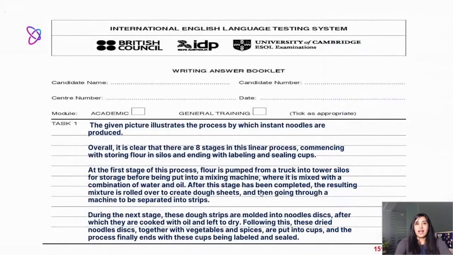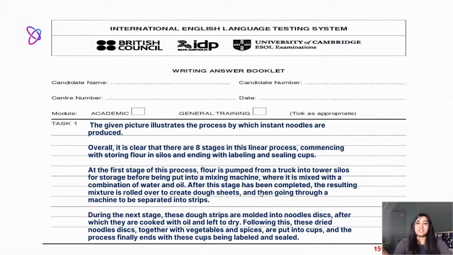All right, I'll read it for you. The given picture illustrates the process by which instant noodles are produced. Overall, it is clear that there are 8 stages in this linear process, commencing with storing flour in silos and ending with labeling and sealing cups. At the first stage of this process, flour is pumped from a truck into tower silos for storage before putting into a mixing machine, where it is mixed with a combination of water and oil. After this stage has been completed, the resulting mixture is rolled over to create dough sheets and then through a machine to be separated into strips.